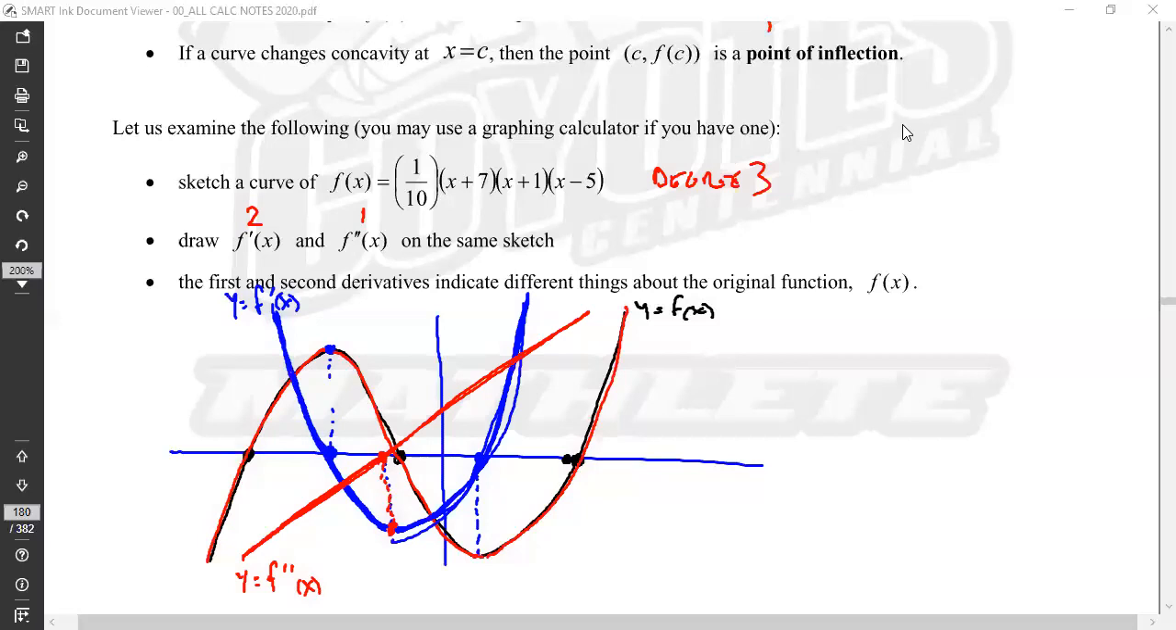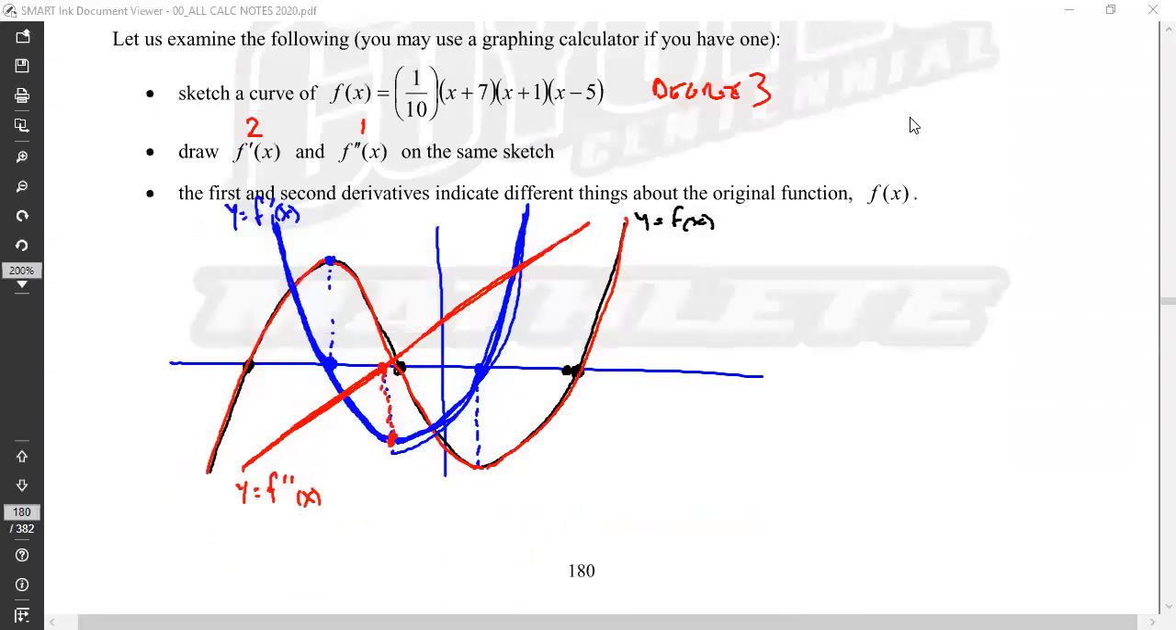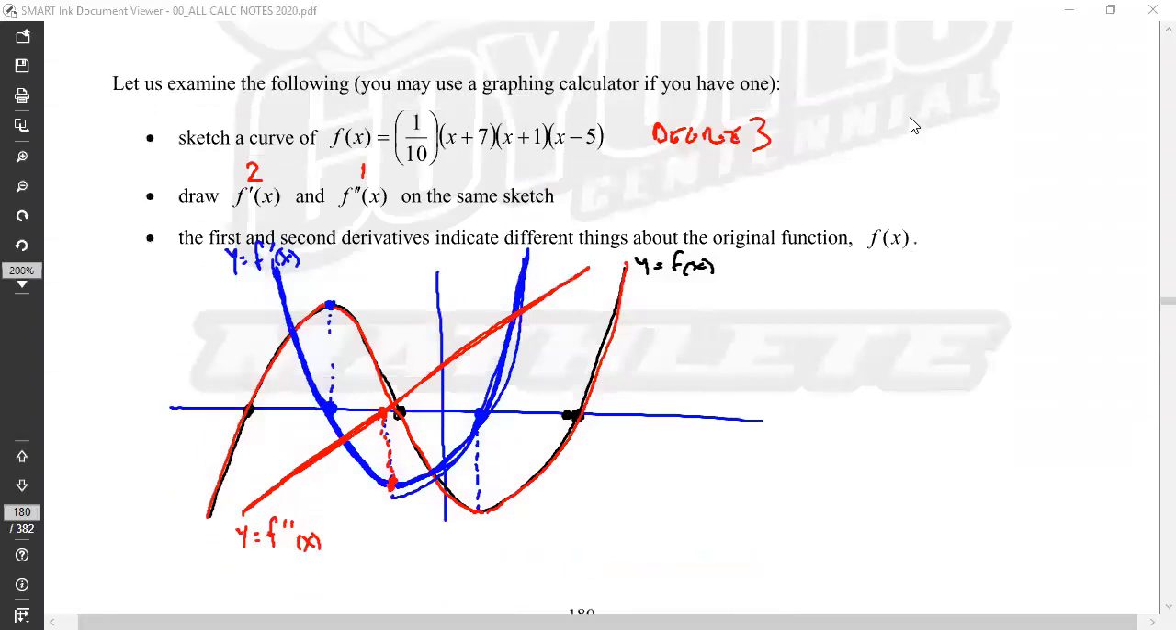When we look at our sketch, and so on the next page from your sketch, we should be able to conclude something about concavity. So I'm just going to keep it on this graph for this note. Concavity: note f double prime is the rate of change of f prime of x, for the graph of a twice differentiable function y equals f of x.